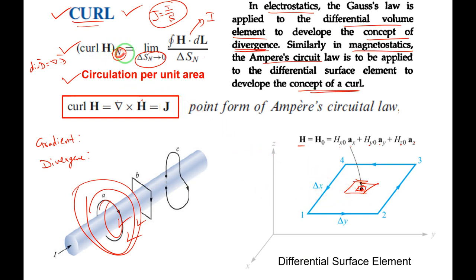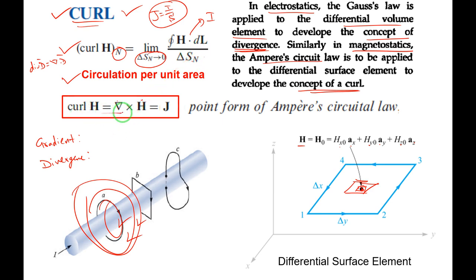So N indicates the normal; the effect of the curl will be in the normal direction. That is the indication, right? So circulation per unit vector area is defined as curl of H. This N indicates the effect of the curl will be in the normal direction. Limit delta S tending towards 0, closed line integral of H dot dl by delta S. You don't need to write N, right?